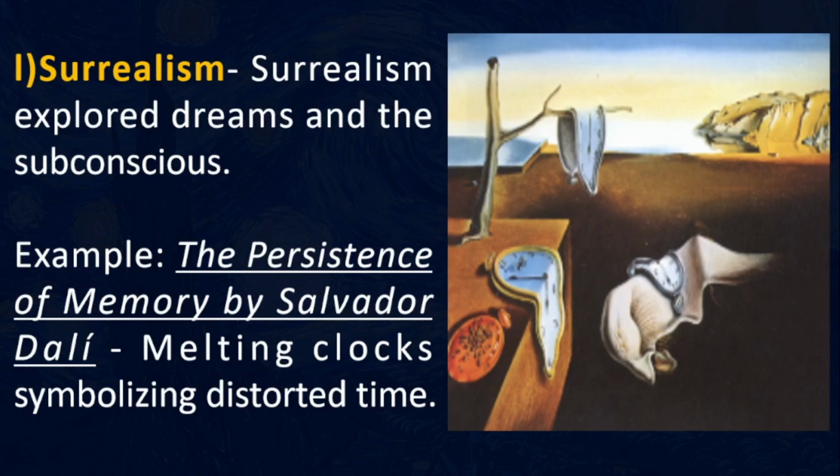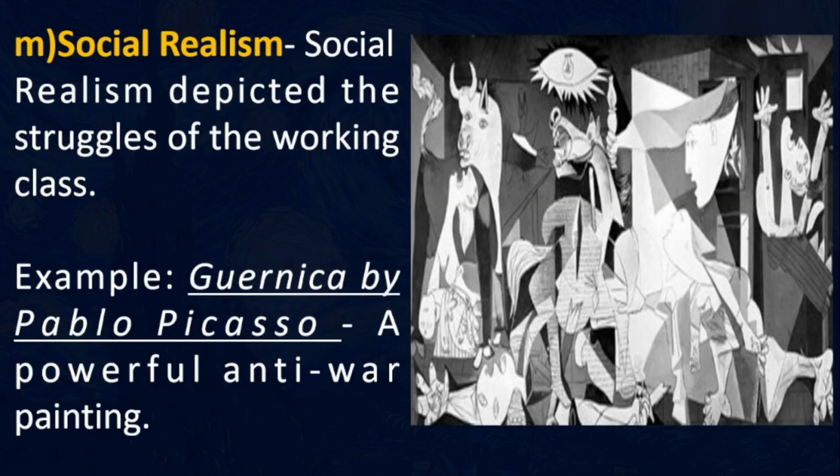Social realism. Social realism depicted the struggles of the working class. Example, Guernica by Pablo Picasso. This powerful anti-war painting portrays the horrors of the bombing of Guernica during the Spanish Civil War. The distorted, anguished figures express suffering and chaos through a monochromatic palette. It remains one of the most haunting and politically charged artworks of the 20th century.